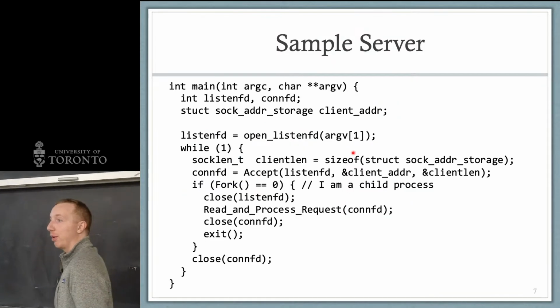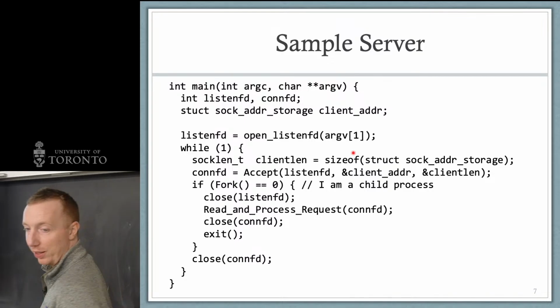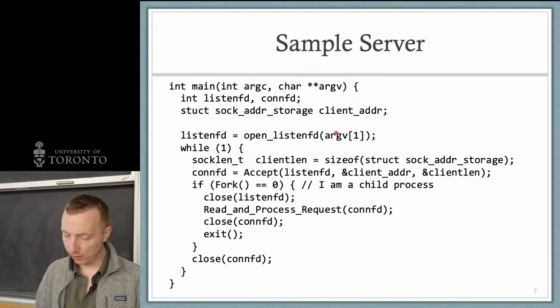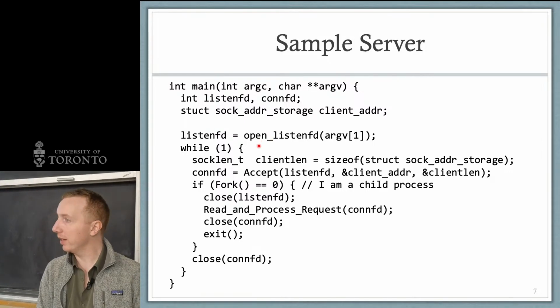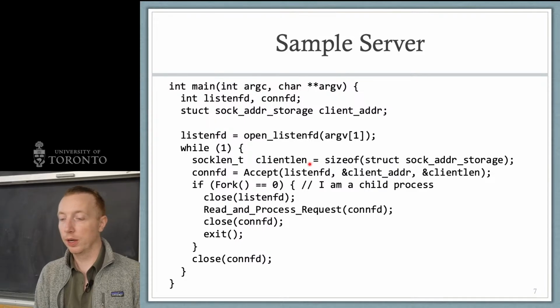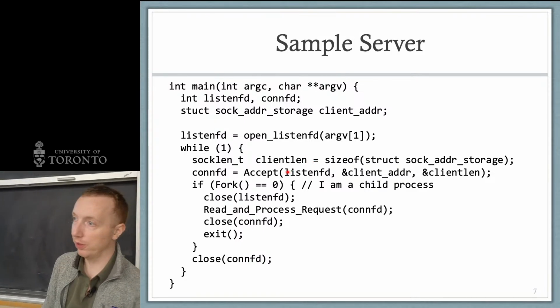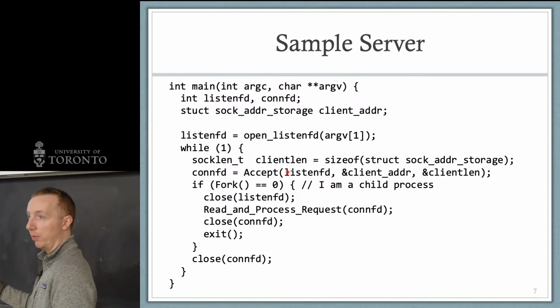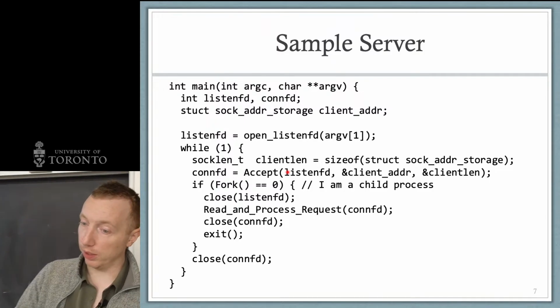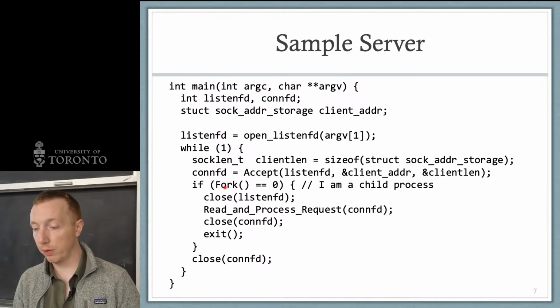So a sample server could look like this. This uses sockets, but same idea. Every web server basically looks like this. While true, accept a new connection. That gives you a new file descriptor that represents a connection between you and a client. And then you can fork.